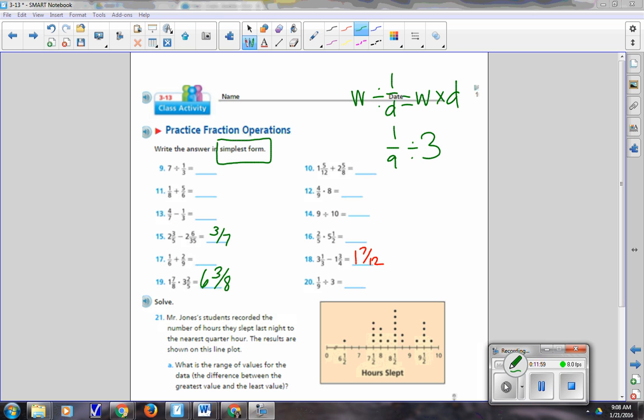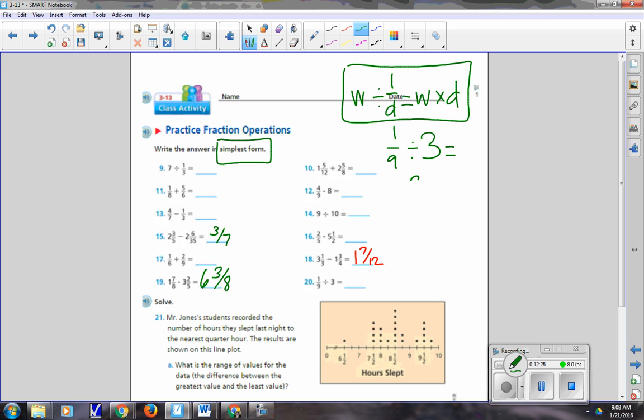We will do the other parts of this, talking about the line plot and a little more practice in class tomorrow. But I put the formula up here, and honestly, having these formulas somewhere that you can find them or highlighted in your notebook would really help. But 1/9 divided by 3. If I'm going to plug this in, I would plug it in like so. So I know that my 3 is the W and my 1/9 is the 1D. So this is the same as saying 3 times 9. So the answer is going to be 27.